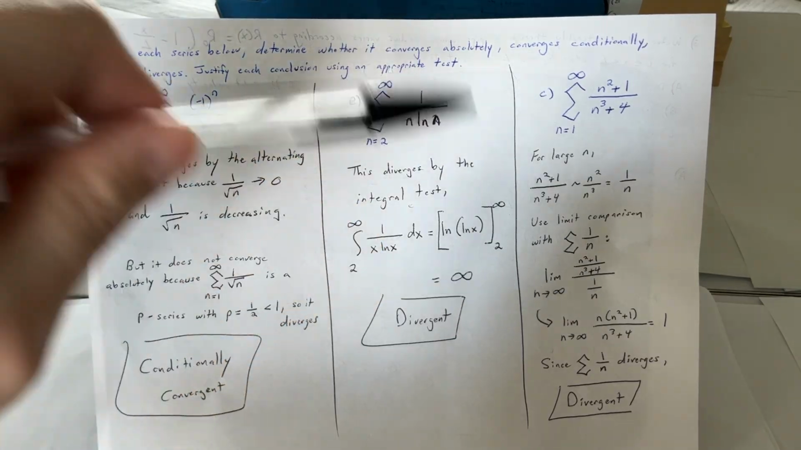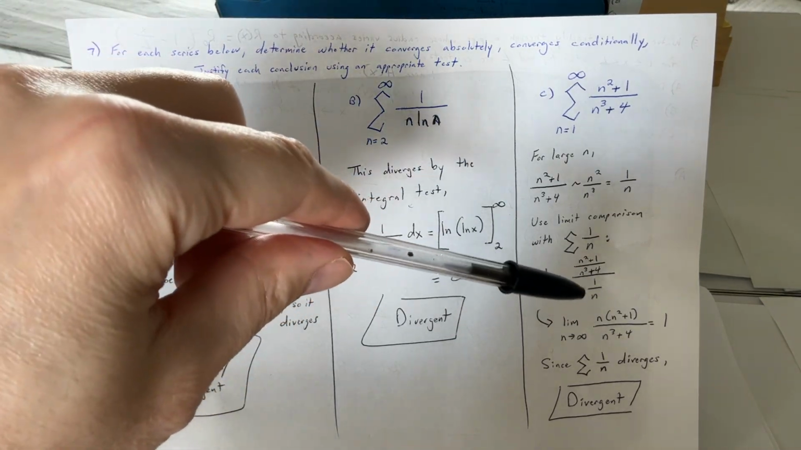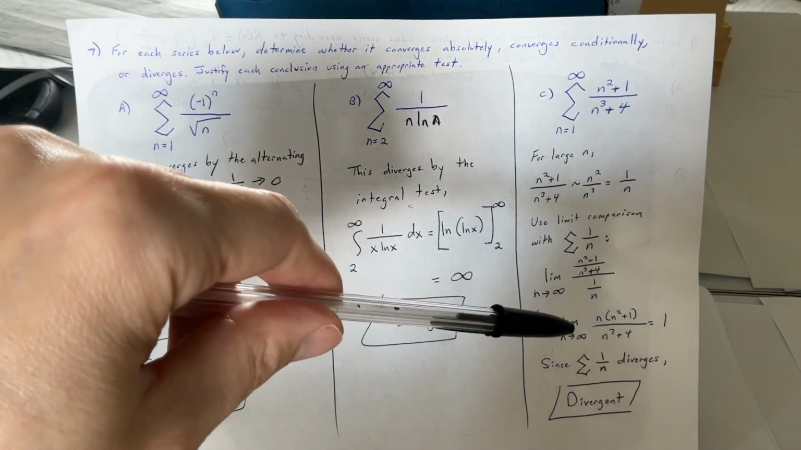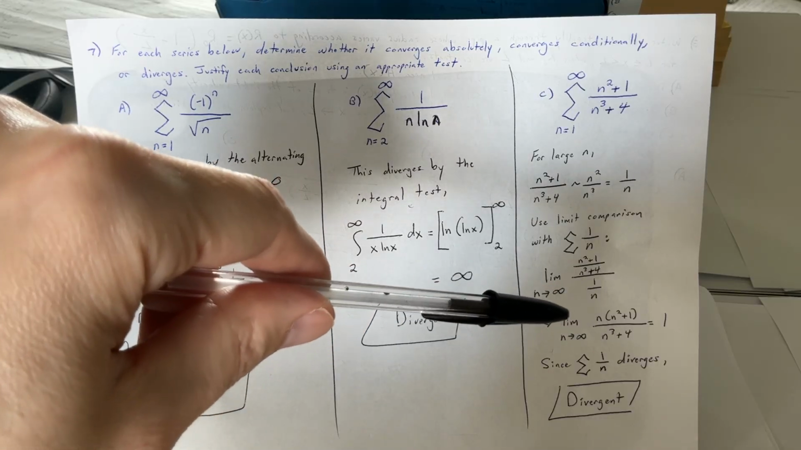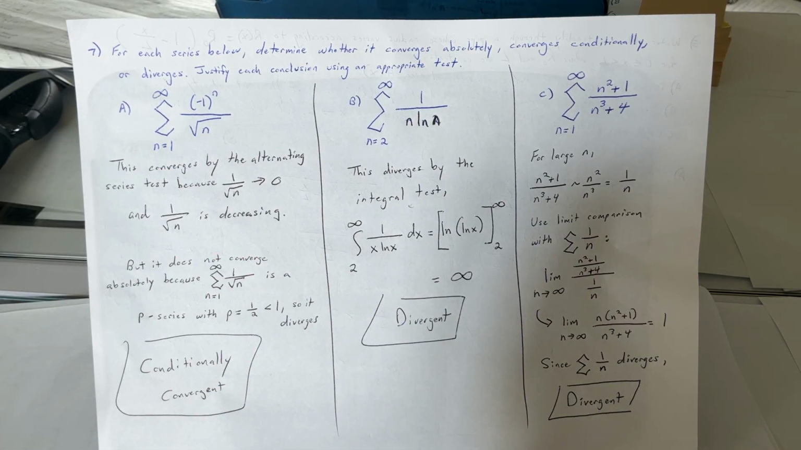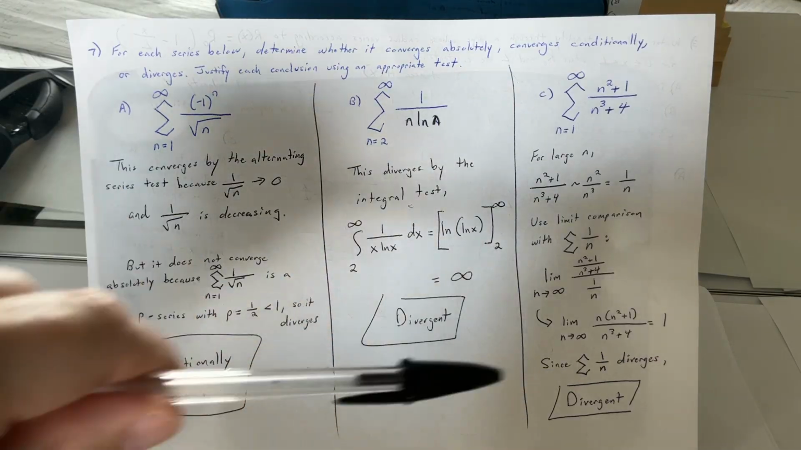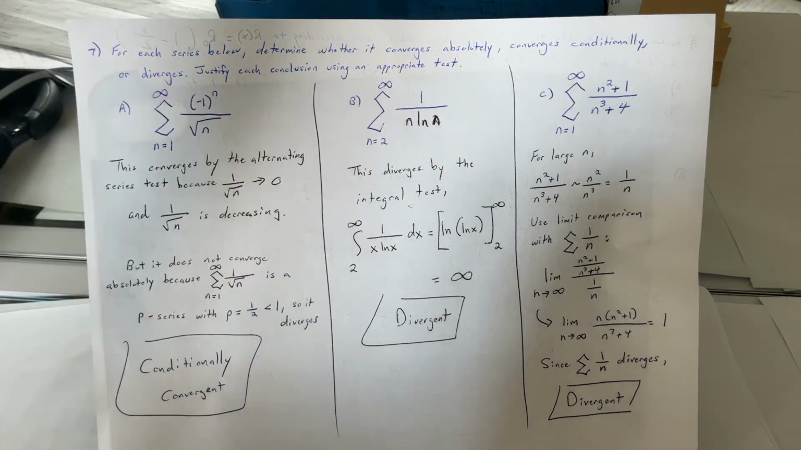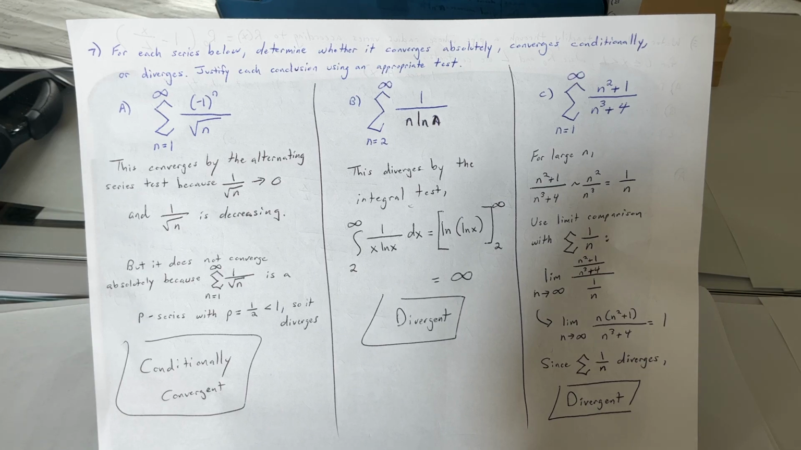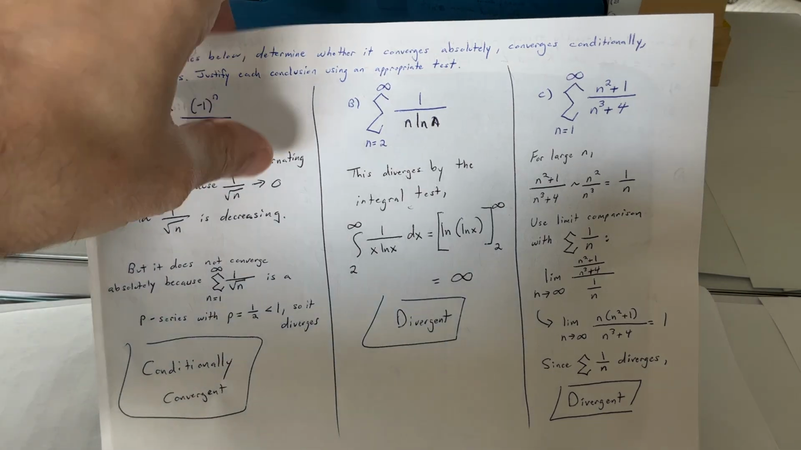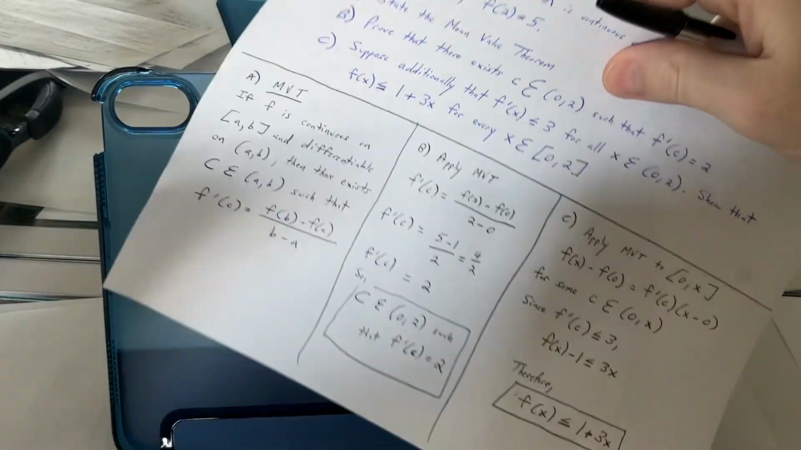We just do the computation, and as n approaches infinity, that's going to go to 1 because it's going to be the same degree, take the ratio of the coefficients, and since the sum of 1 over n diverges, this diverges. Okay, so letter C diverges, that's number 7. Okay, moving along to number 8.